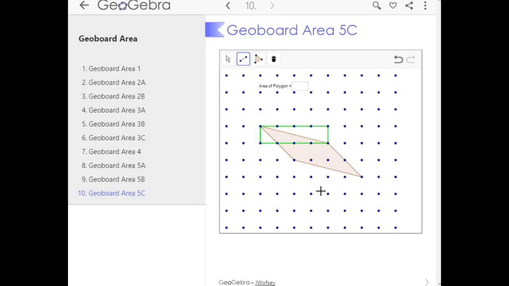If I can look at this and say 1, 2, 3, 4, then this here is going to be 2, but then I need to take away this white space, and that is half of this square, so it's 2 minus a half, 1.5 for this portion.